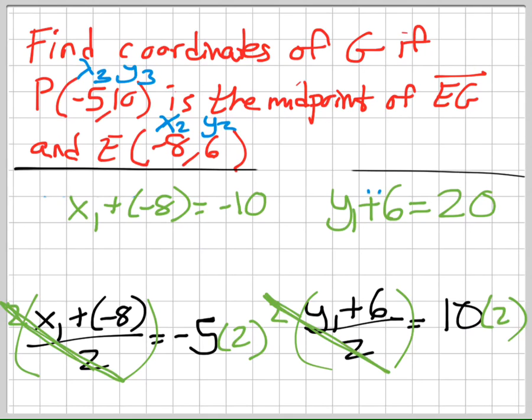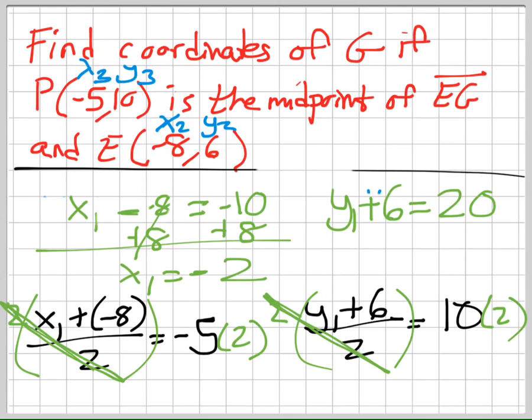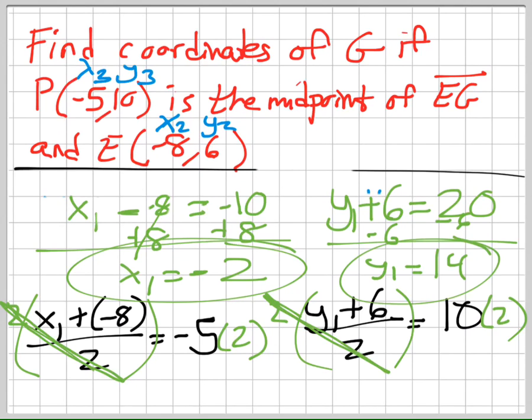So now I just solve both of these for the endpoint. This is plus and negative. Let's change that to a minus to make it easier, because plus a negative is the same thing as subtracting. To solve for X1, I just move the negative 8 to the other side by adding. X1 equals negative 2. That's the x coordinate of one endpoint. Subtract 6, subtract 6. Y1 equals 14. So the coordinates of the other endpoint, where G would be, are (-2, 14). I used the same formula, but I had the midpoint instead. That's really the hardest type of example they can give you.